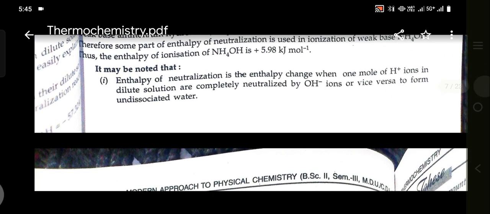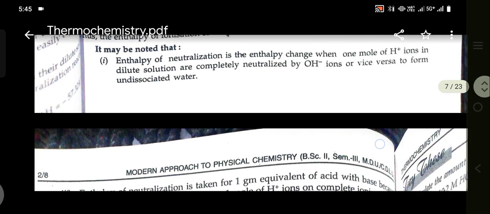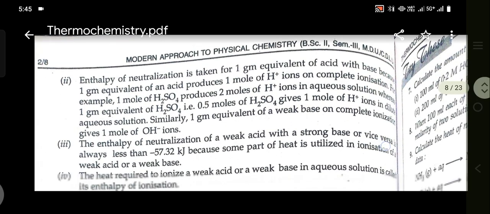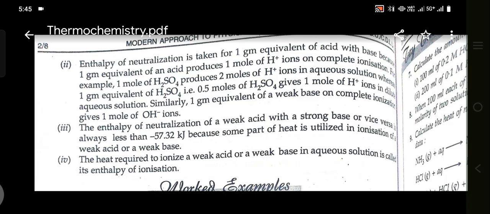It may be noted that enthalpy of neutralization is the enthalpy change when 1 mole of H+ ions in dilute solution are completely neutralized by OH- ions, or vice versa, to form undissociated water. Enthalpy of neutralization is taken for 1 gram equivalent of acid with the base, because 1 gram equivalent of an acid produces 1 mole of H+ ions on complete ionization. For example, 1 mole of H2SO4 produces 2 moles of H+ ions in aqueous solution, whereas 1 gram equivalent of H2SO4, that is 0.5 mole of H2SO4, gives 1 mole of H+ ions in dilute aqueous solution.